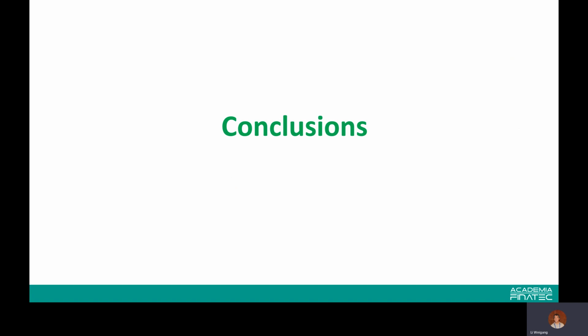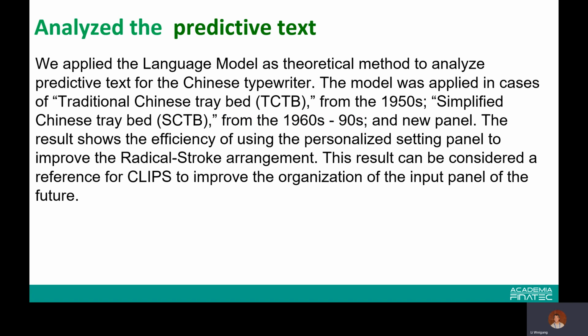Conclusion. We applied the language model as the theoretical method to analyze predictive text for the Chinese typewriter. The model was applied in the case of traditional Chinese typewriter from 1950, simplified Chinese typewriter from 1960 to 1990, and a new panel. The result shows the efficiency of using the personalized input panel to improve the radiation stroke arrangement. This result can be considered as a reference for the Chinese language information processing system to improve the organization of the input panel for the future.